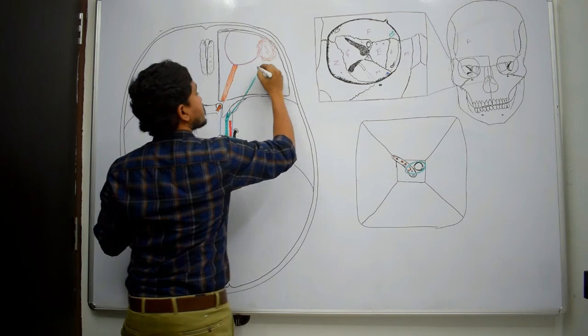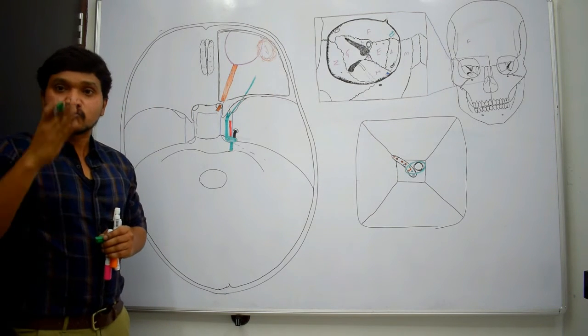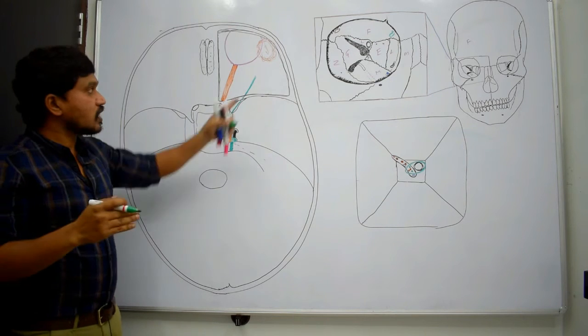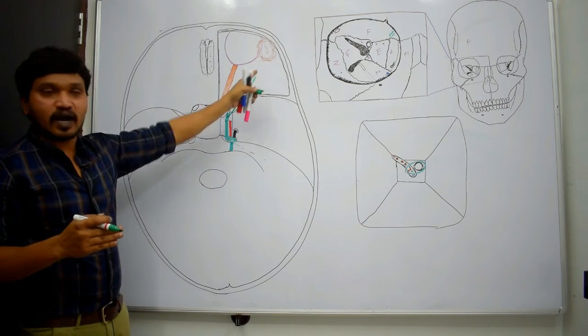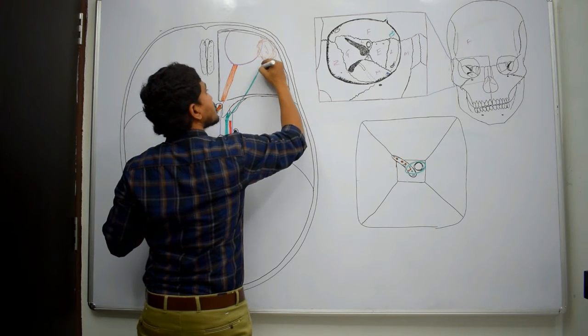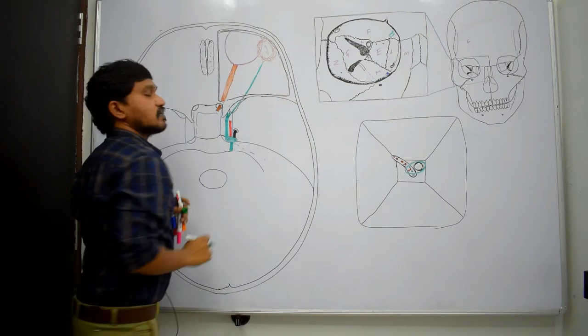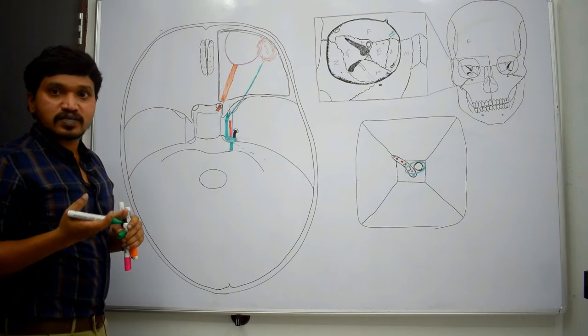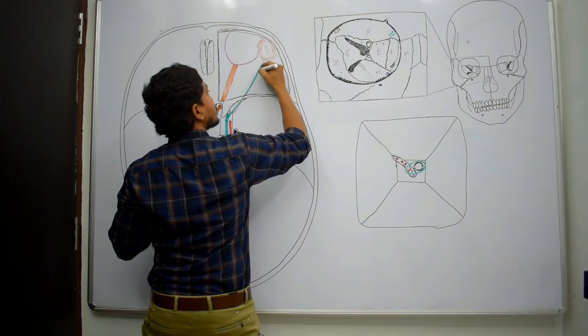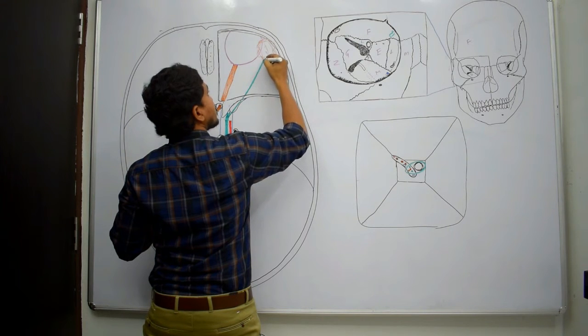After entering into the orbit, it runs superior to the lateral rectus muscle. That means above the lateral rectus muscle it runs and reaches the gland. Which gland is this? Lacrimal gland. It passes deep to the lacrimal gland and reaches the upper eyelid, and it will supply the upper eyelid and terminate.